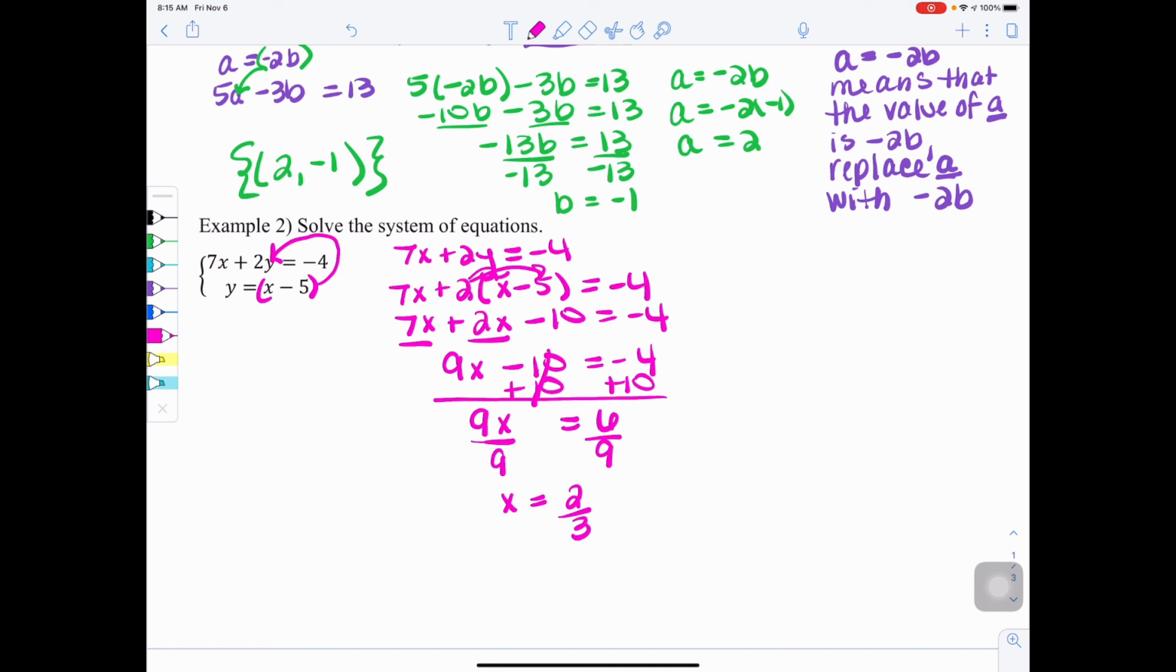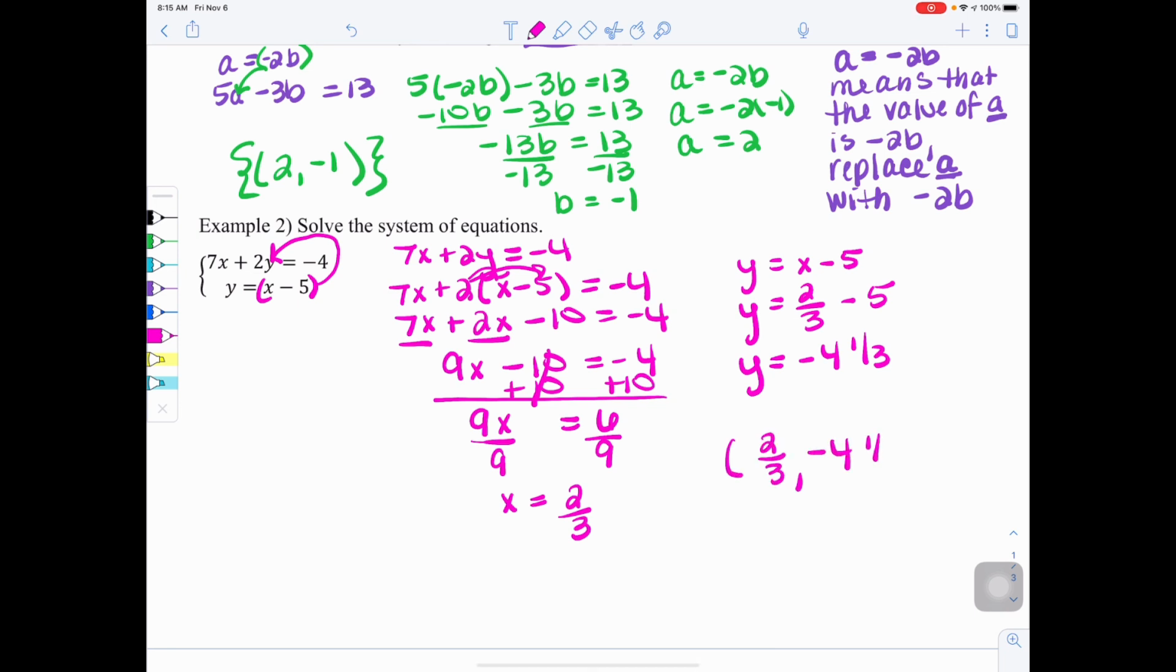So I can pick either equation, although I think it's easiest to pick the one that's already in y equals form, because then all I have to do is plug in 2/3 for x. And now I just have to do that simple subtraction with the help of my calculator, and I see that y equals negative 4 and 1/3. So now I know my answer is 2/3 and negative 4 and 1/3.